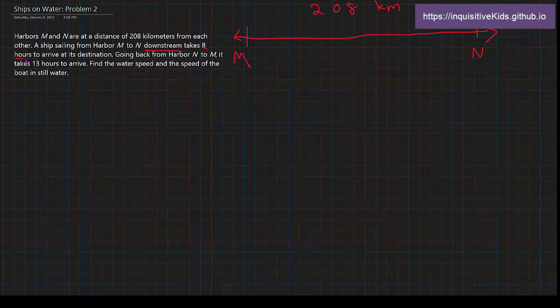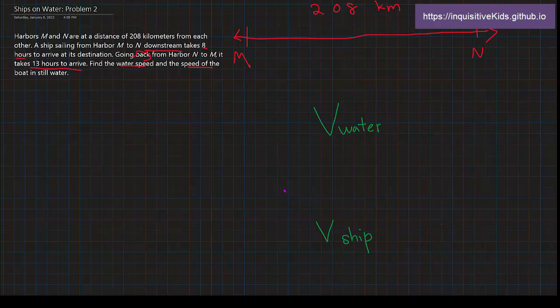Takes 8 hours to arrive. Going back from harbor N to M, it takes 13 hours to arrive. Find the water speed and the ship speed of the boat in still water. So what are we trying to find first? We're trying to find the water speed, and we're trying to find the ship speed, right? The ship speed of still water is the same as just the ship speed.